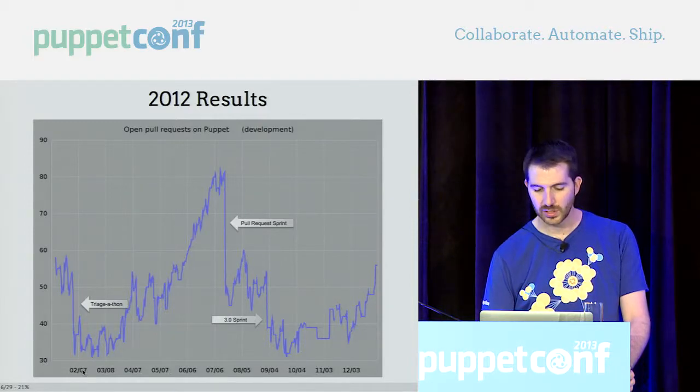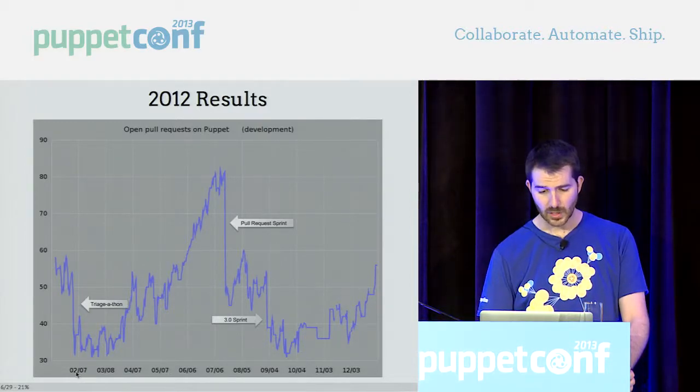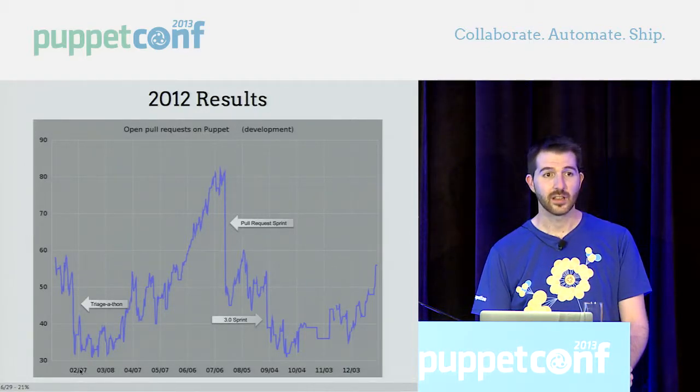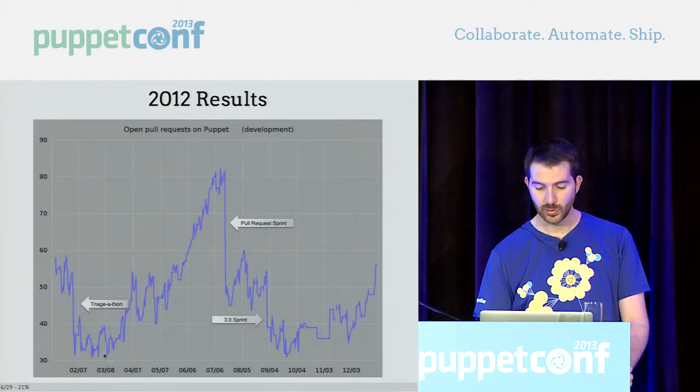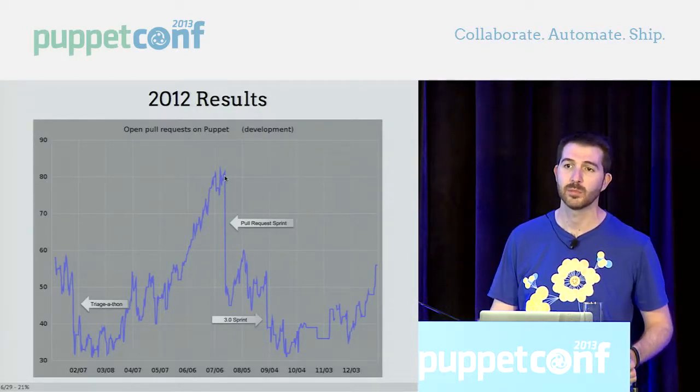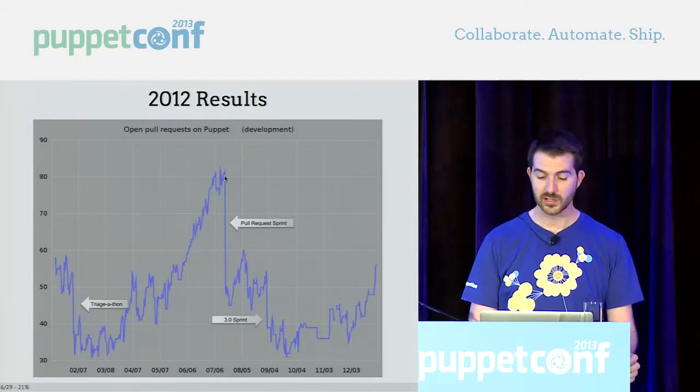So starting in February, we actually had a triage-a-thon. Everybody got together and categorized a lot of the open issues that we had. But throughout the year, when we got to July, it had been growing quite a bit, and we were up to 80 outstanding pull requests that hadn't been merged. So we decided to do something about it.